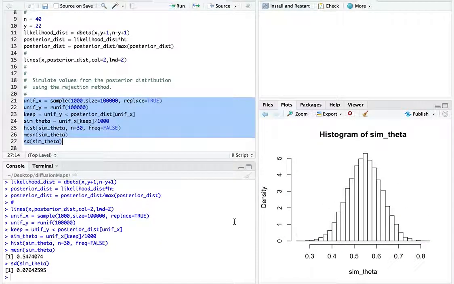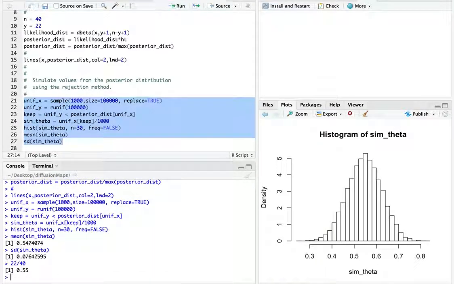There it is. That's a nice looking distribution. And it has mean 0.54 and variance 0.076. Wonder how close that is to the actual proportion. 22 over 40 is 0.55. See, it barely moved the mean.